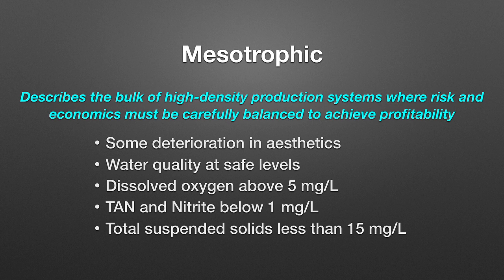The oxygen will typically be greater than 5 milligrams per liter. The toxic metabolites, as in total ammonia nitrogen and nitrite, should be less than 1 milligram per liter, and the total suspended solids is generally less than 15 milligrams per liter in a mesotrophic system.